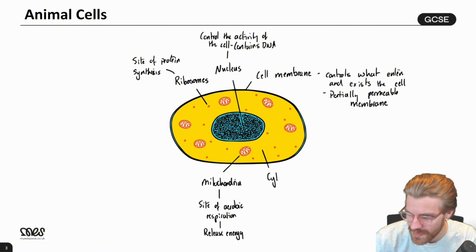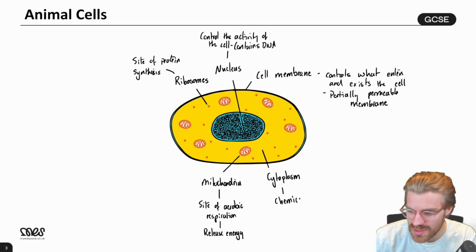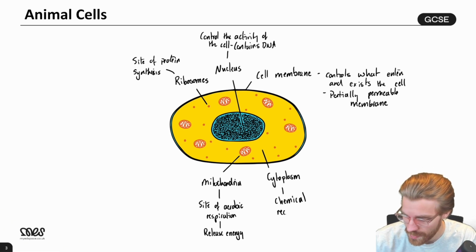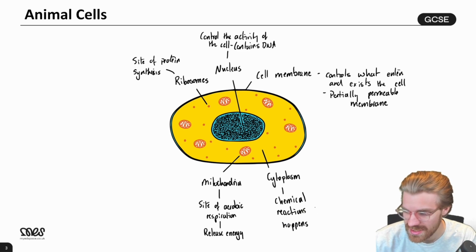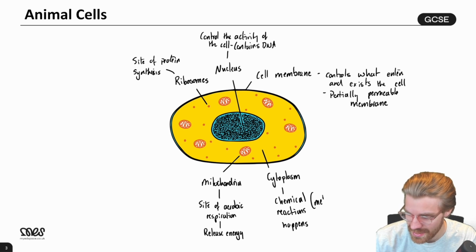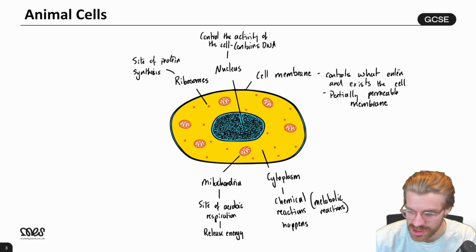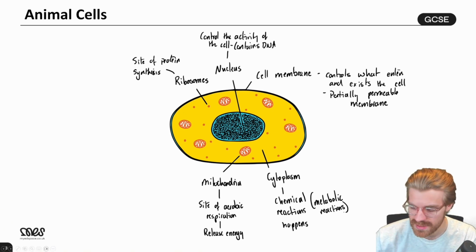And our last part of an animal cell there is the cytoplasm. The cytoplasm, this is where the chemical reactions take place, as well as just being the internal part of the cell. So where the chemical reactions happen. Now the chemical reactions of a cell, this is known as the metabolic reactions too. So we could say where the metabolic reactions take place. This is our animal cell.